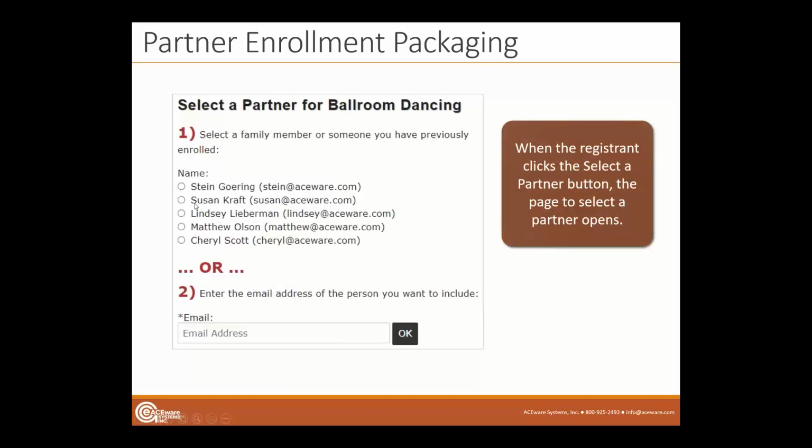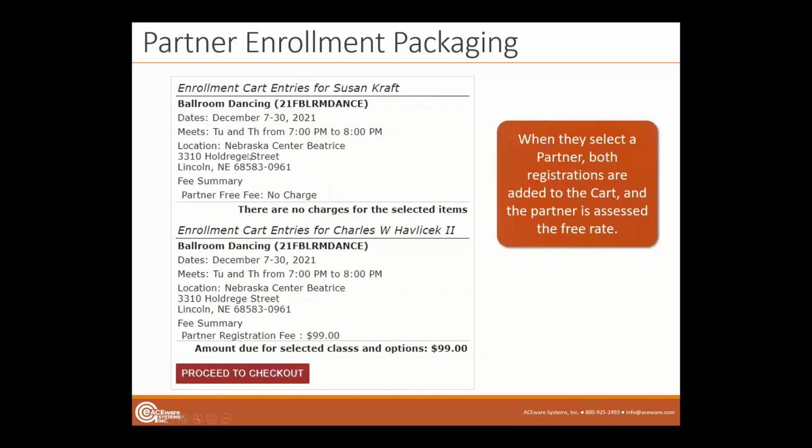And then you go to a list of names that you may have enrolled in the past. Or if you know the email address of the individual that's going to be the partner, hopefully you do, you can enter their email address at any time and enroll them. This is what the confirmation will look like. Charles Havlicek is the person that did the registering. They got the $99 fee, and they enrolled their partner as Susan, who's getting the no charge.